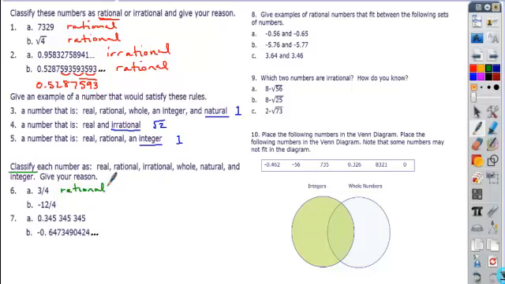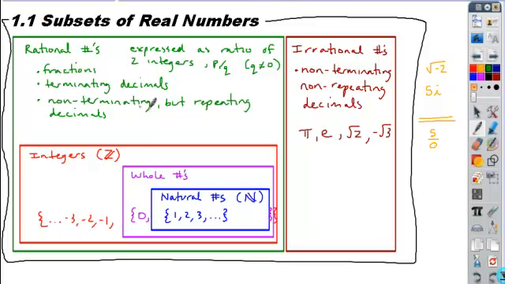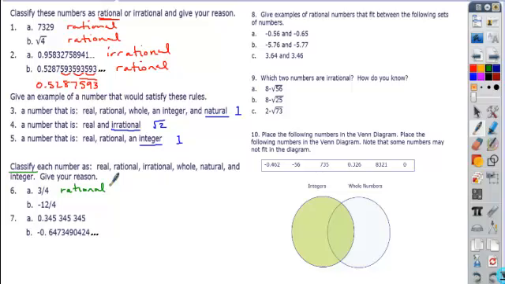Rational. So when you look at the box, or the chart here, the most specific one it falls into is this category. So it's going to be this one and everything that surrounds it. The only one surrounding it is all real numbers. So it's rational and real. You do need to include that if it falls into any of those subsets.